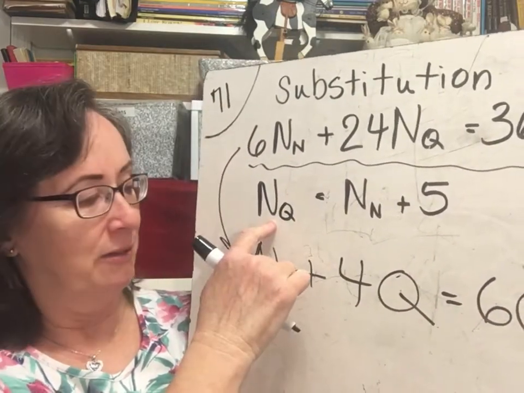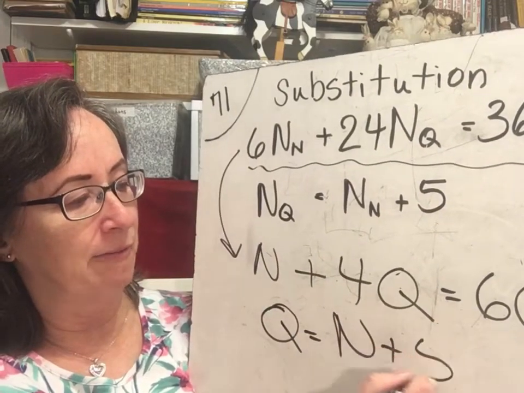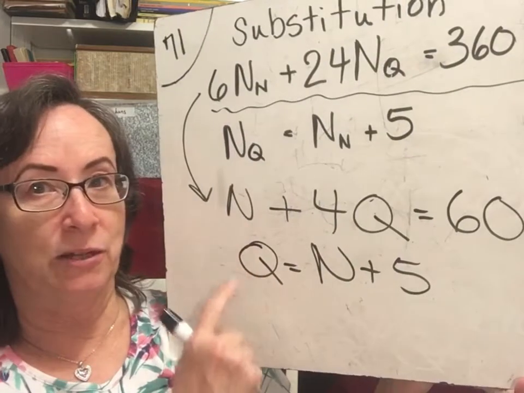And so now this one is q equals n plus 5. So now this one is my main equation. This is my sub.